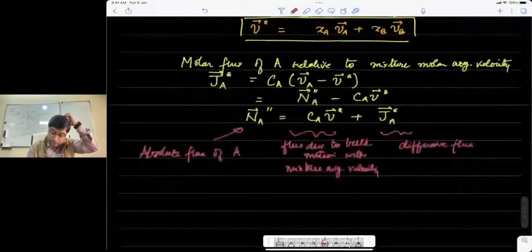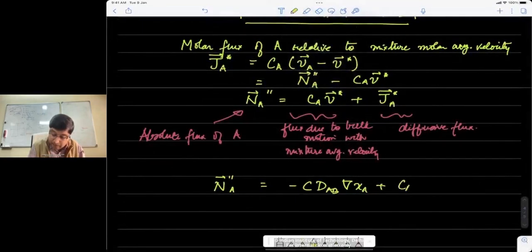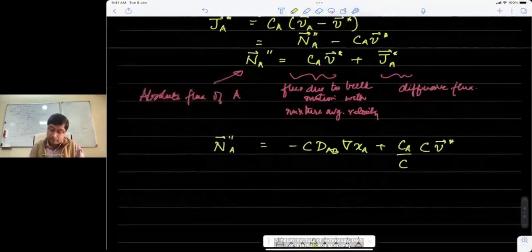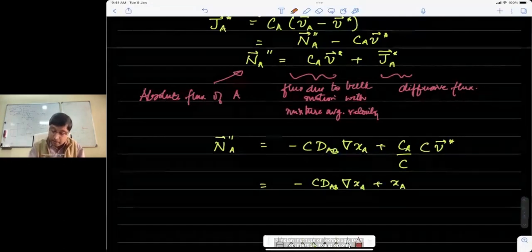So we can write this equation in a slightly different form as well. I can still say that N double dash A is minus CDAB gradient of XA plus CA by C into CV star, for the reason that I want to replace CA by the mole fraction of A. So this becomes minus CDAB gradient XA plus XA. Now CV star, this number here, is actually the total flux.